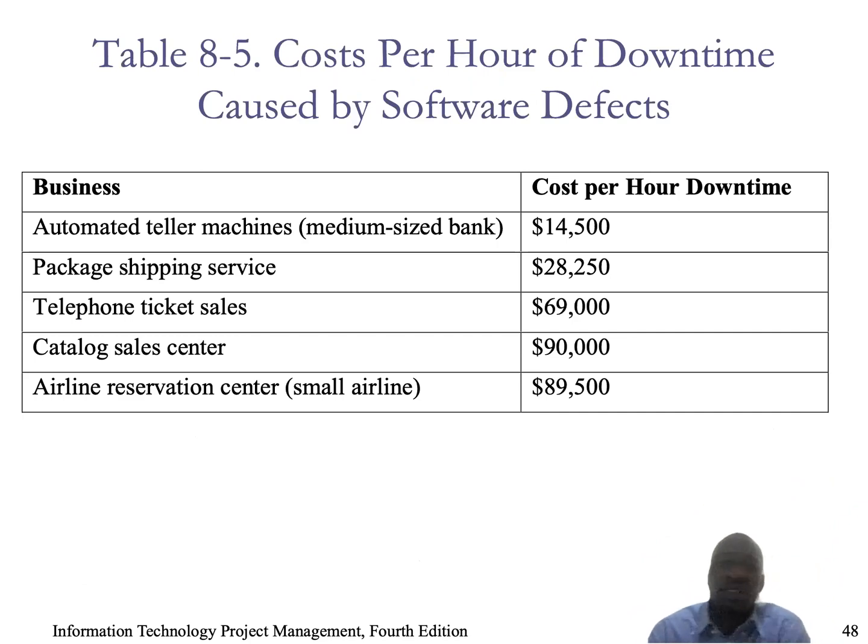So, cost per hour of downtime caused by software defects. Every time a system goes down, I can give you a very good example of mobile money services. It really costs the companies a lot of money, losses per hour, per minute, per second, because you don't know how much money one of the telecom companies probably gets every minute. There are quite a number of people who use their services, and on each transaction there is a commission.